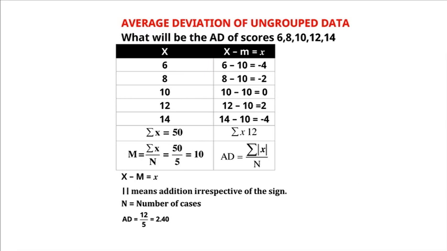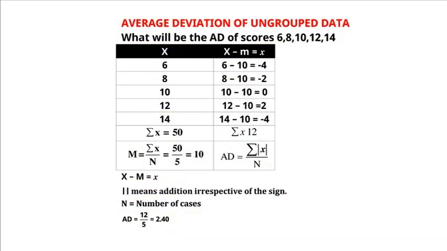Now, again, average deviation of the ungrouped data. The data is 6, 8, 10, 12 and 14. The formula of AD is written here: AD is equal to sigma bar x upon n. Where this bar is put, it means addition irrespective of the sign. Whether it is plus or minus, it will be added up, and x is the same as we have done in the standard deviation. So, first we find the mean, which is 10.